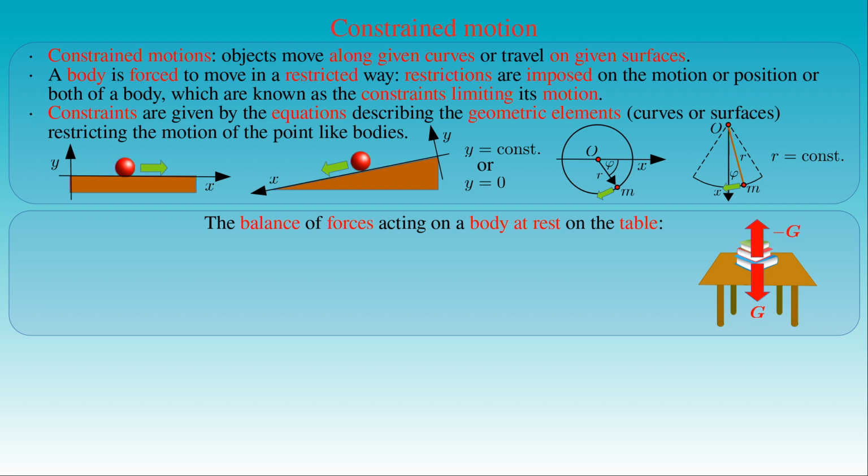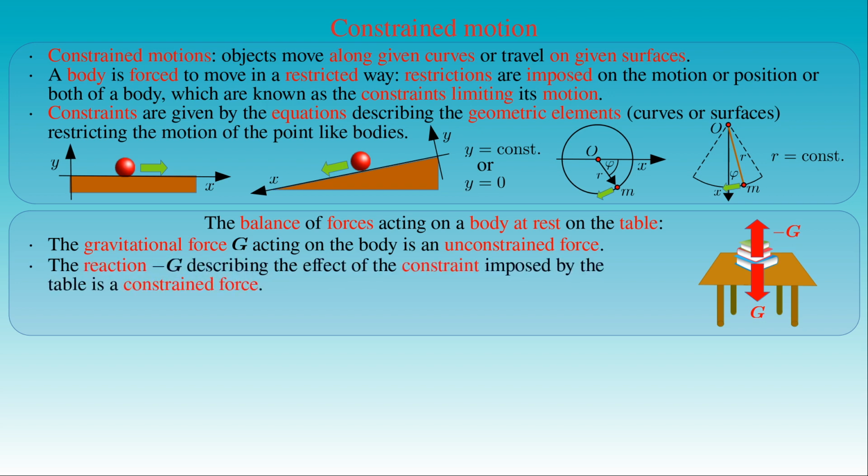Although the deformation is very small, the force minus G produced by this deformation is obviously a force acting on the body. Therefore, the gravitational force G acting on the body is an unconstrained force, whereas the reaction minus G describes the effect of the constraint imposed by the surface of the table, and it is called constraint force. The net force F acting on the body vanishes, that is, F is equal to the action G plus the reaction minus G, which is equal to 0. As a result, the forces acting on the body are in balance and the body stays at rest.